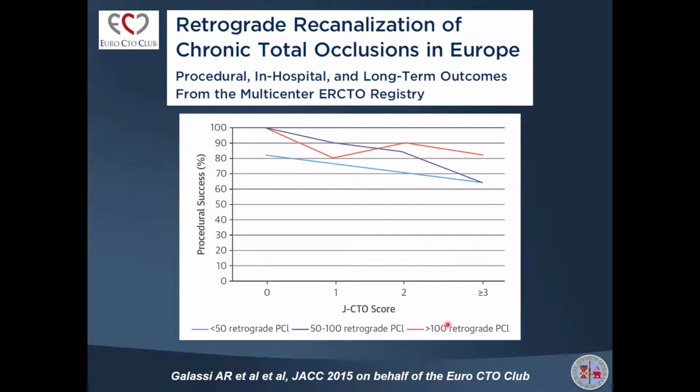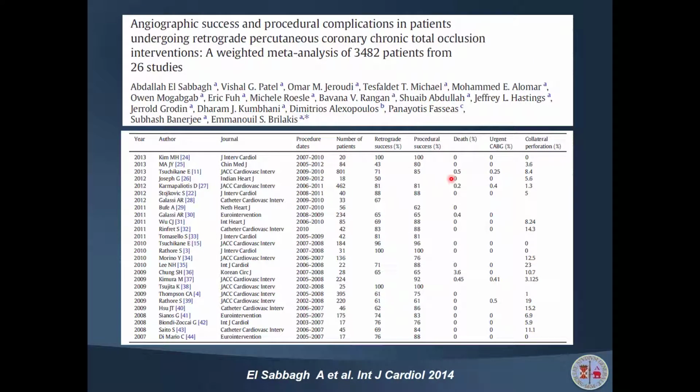And in this meta-analysis of the more recent studies on retrograde approach, as you can see here, we are going from 2007, 2008, our first retrograde study in Europe, to 2013. We now have the result that basically procedural success is more or less around 83%, but specifically the retrograde success is no more than 75%.